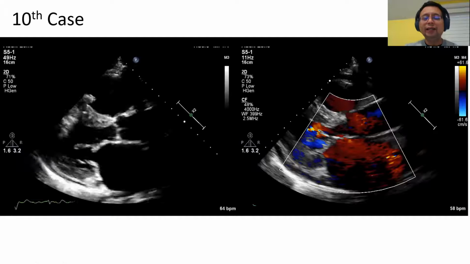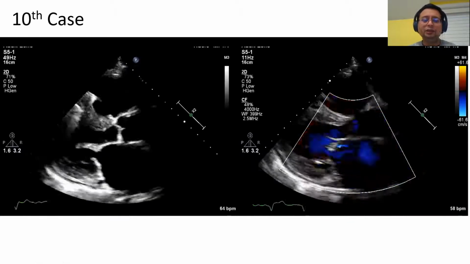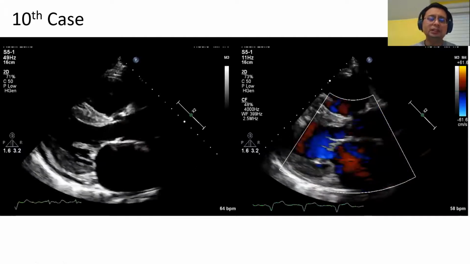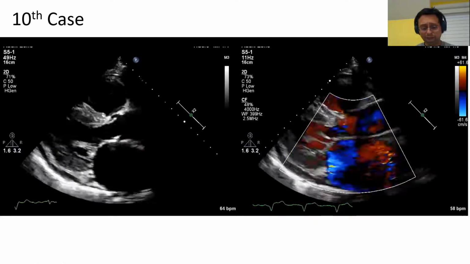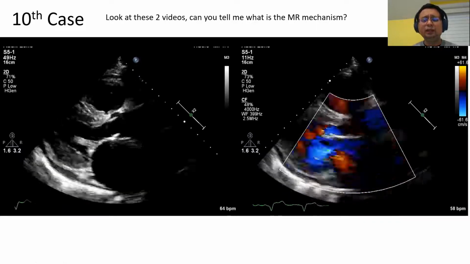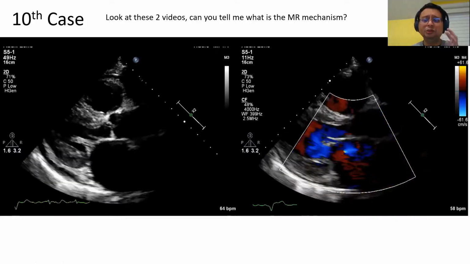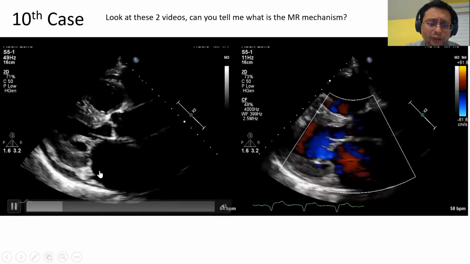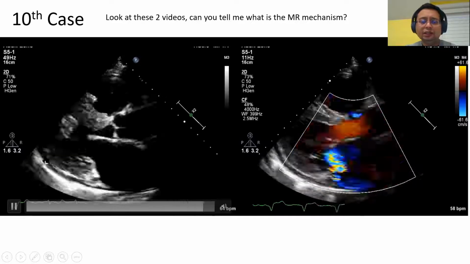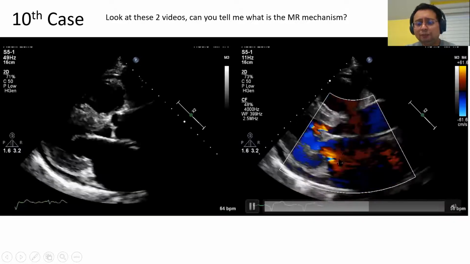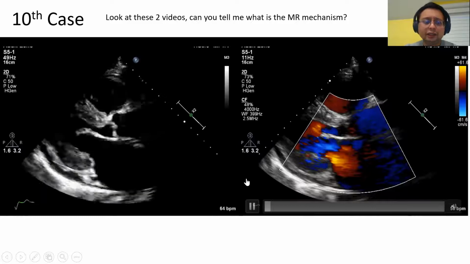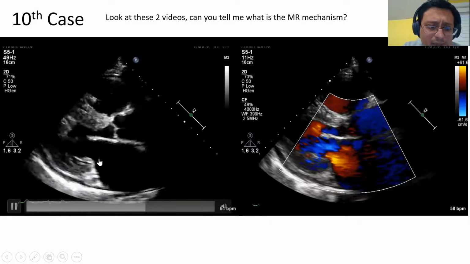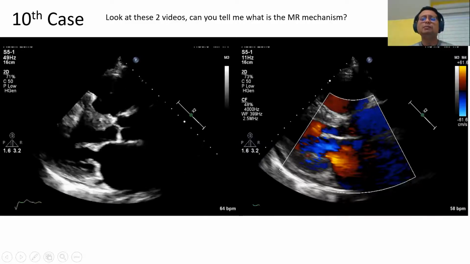Okay, this is our 10th case. What about this case? If you look at this case, again, you can see this patient has mitral regurgitation. And can you tell me what is the mechanism of the mitral regurgitation? Looking at this patient, the anterior and posterior mitral valve leaflets look okay. Look at the left ventricle, the ejection fraction is normal, and there is also a posteriorly directed MR jet. However, there seems to be something just there going down here. So I'm not quite sure what the mechanism of MR is.